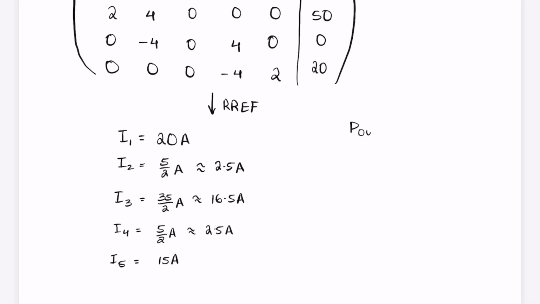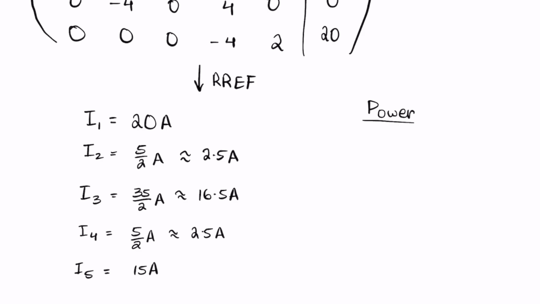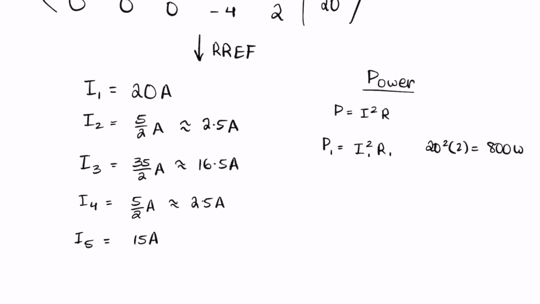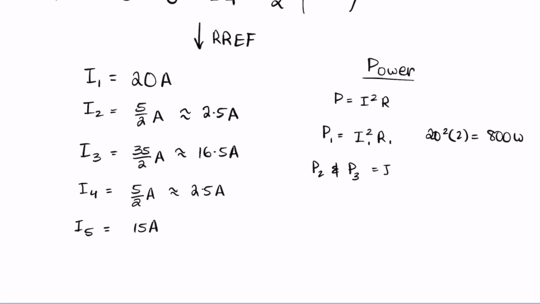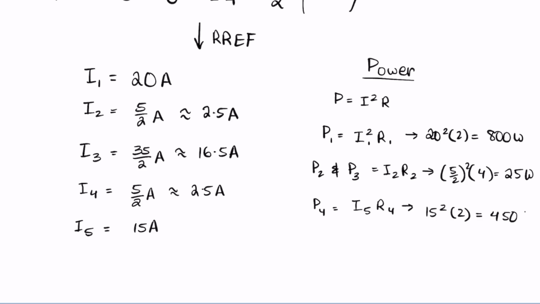Now, just because the problem asks to solve for the power of each of these wires as well, we will do so by using the equation that power equals current squared times resistance. So power 1 equals current 1 squared times resistor 1, and then power 2 and 3, since they're the same, will equal the second current times resistance, and then power 4 will just equal whatever current 5 was times resistance 5. Oh, and I forgot to write the squared bit. It should be there.